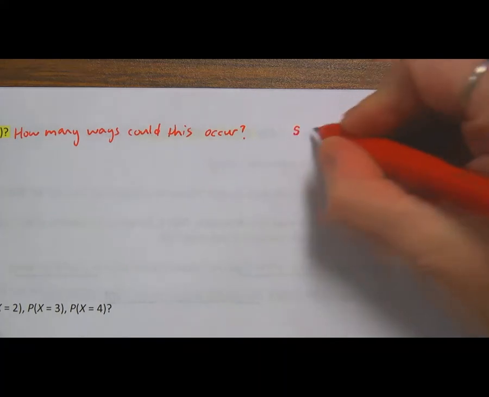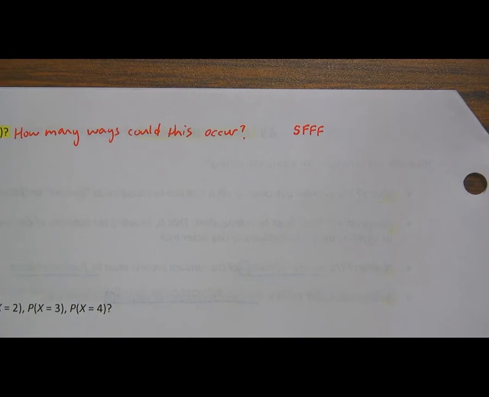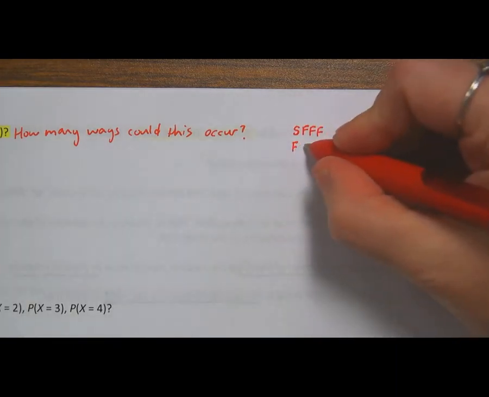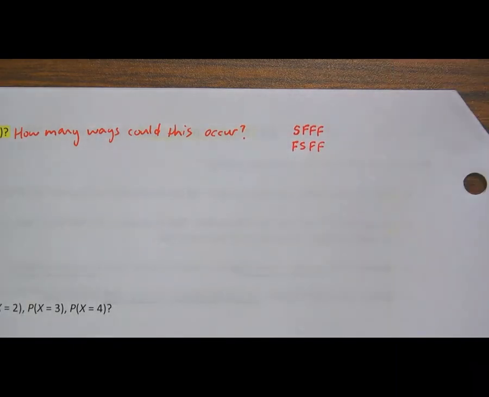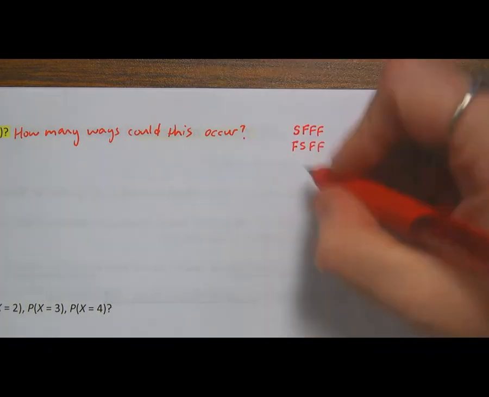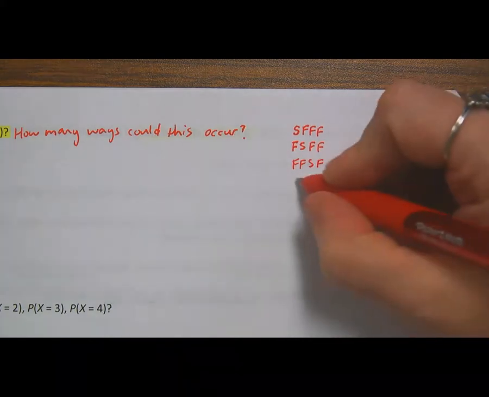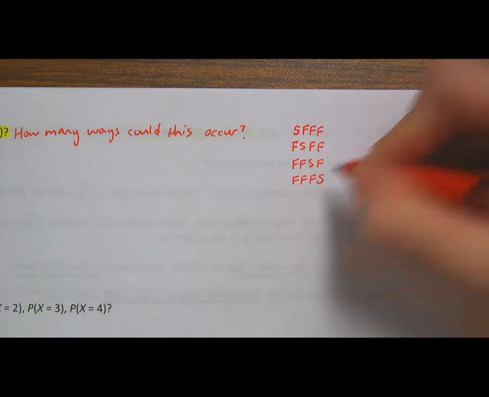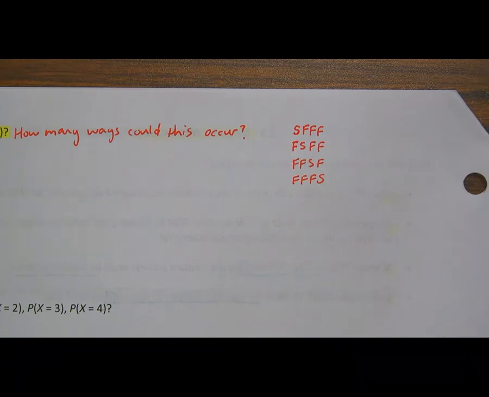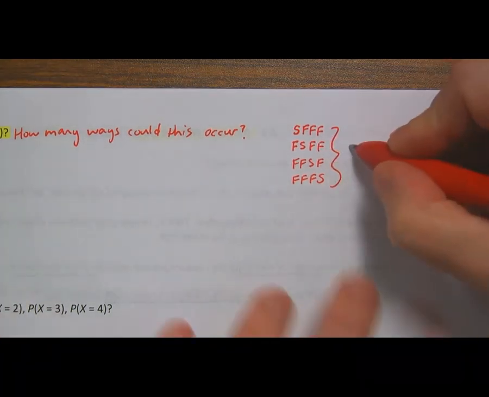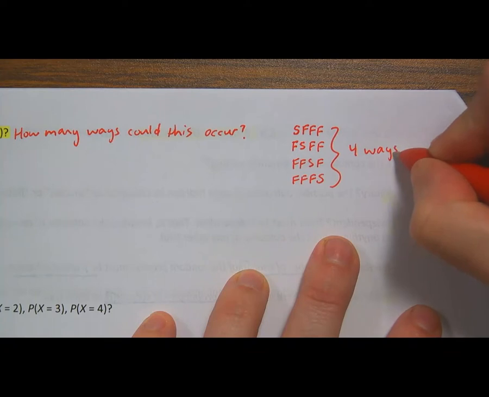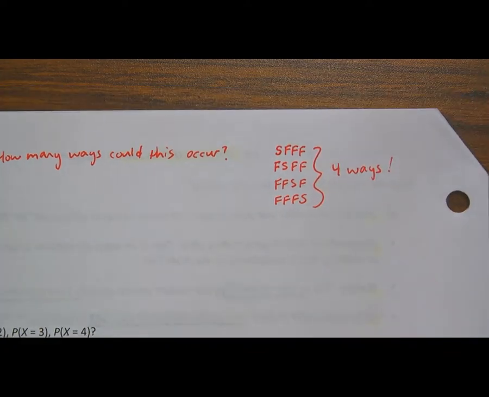My very first roll could be a success, and then I fail, fail, fail. That's one of the ways this could happen. My first roll could be a fail, and then success, and then fail, fail. I could fail, fail, success, fail. And lastly, I could fail, fail, fail, and then I finally get a success. There are 4 different ways in which getting 1 success of 4 trials could occur.